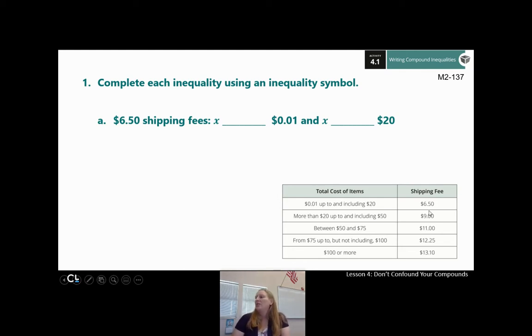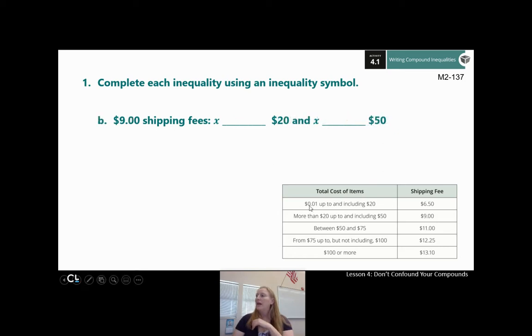So for the $6.50 shipping fee, here it is. My total cost of items starts at 0.01, that's cents, right? 1 cent. So if I pay 1 cent and up, it includes the 1 cent. That means X can be greater than or equal to 1 cent. And of course, it says up to and including $20, so it does include the $20. So I want to squash the equal sign underneath that. It's between 1 cent and $20, so that means it's the stuff less than or equal to $20.